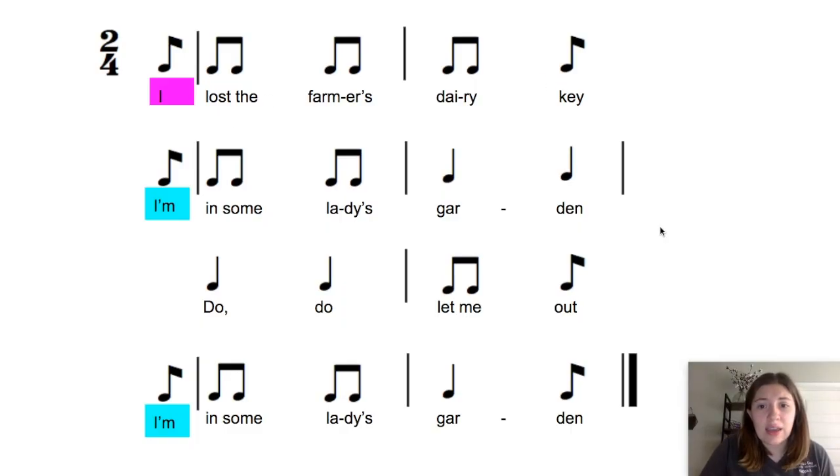Let's see if we can sing it on words first. Singing on words. Ready, and I lost the farmer's dairy key. I'm in some lady's garden. Do, let me out. I'm in some lady's garden.